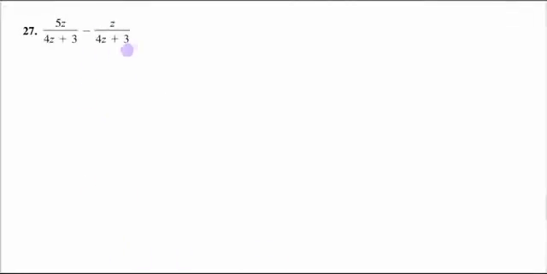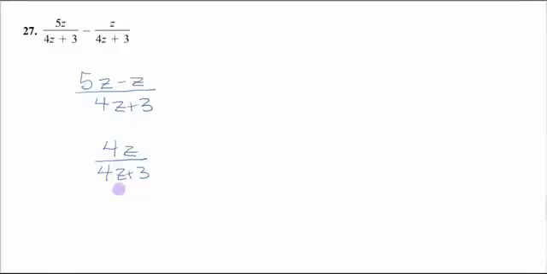Again, I'm subtracting and I have the same denominator, so I subtract the numerator and keep the denominator the same. Let's simplify. 5z minus z is 4z over 4z plus 3. Now, can I cancel this 4z with the 4z on the denominator? No, I can't do that, because this 4z is connected to that 3 by addition, not by multiplication. So it's not a factor, it's a term, and we don't cancel terms.